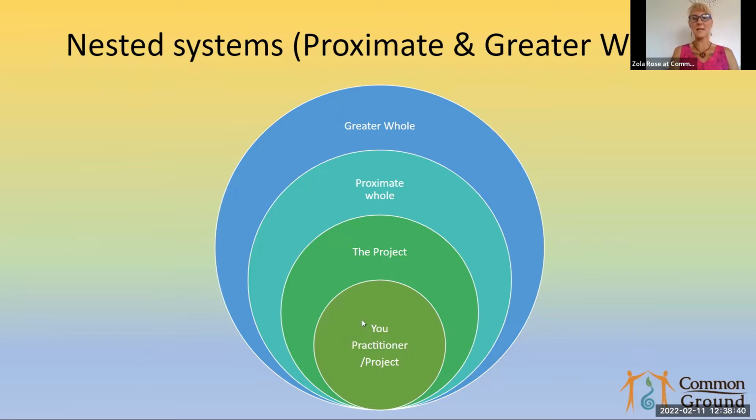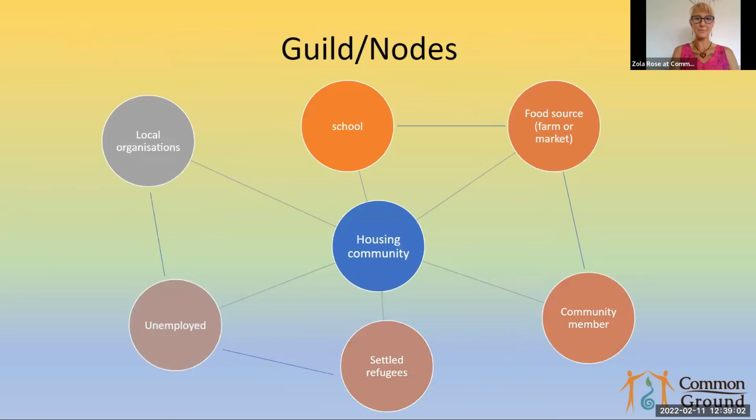That's where we tie in what we're doing with the project, and how the project is affecting and is affected by its proximate area, and then is affecting and is affected by that whole. We keep those systems in mind as we're developing the goals and seeing the potential that our project has for good. We also talk about guilds and nodes, in terms of the fact that we're not working in isolation. We are in relationship and have the potential to make a positive difference to other entities, as well as having those entities positively contribute to our housing community.